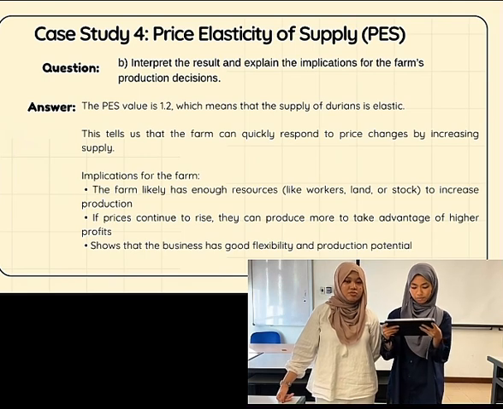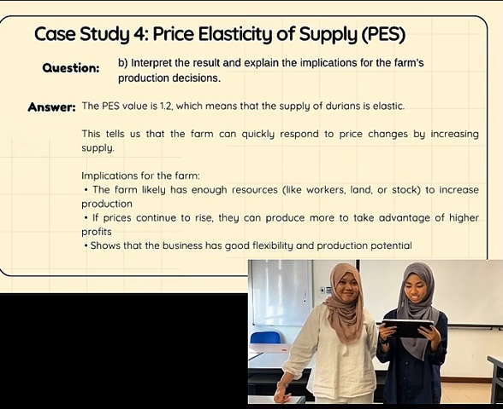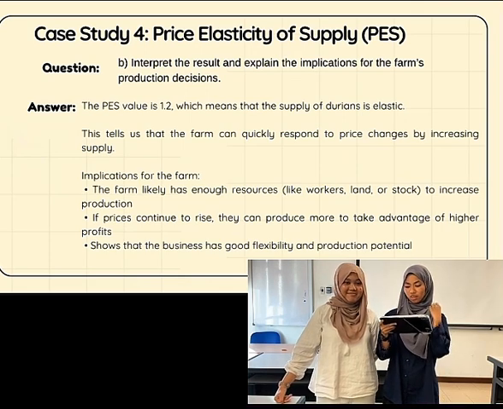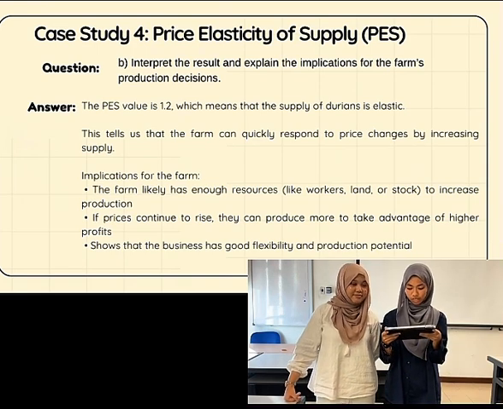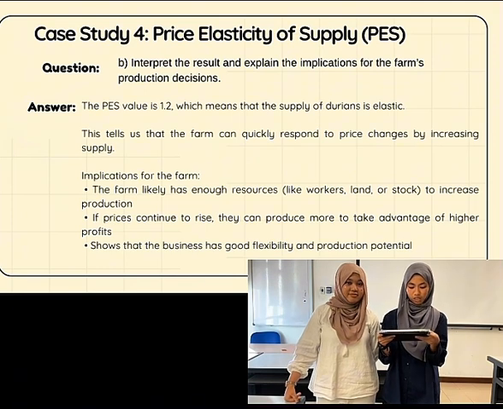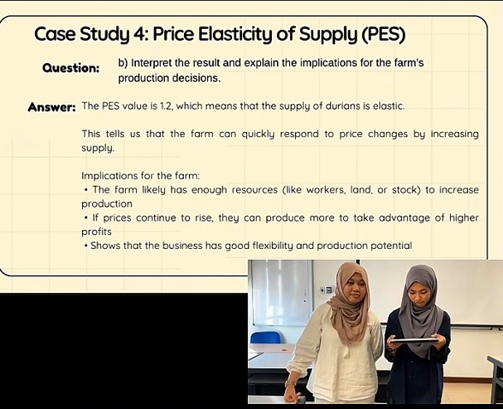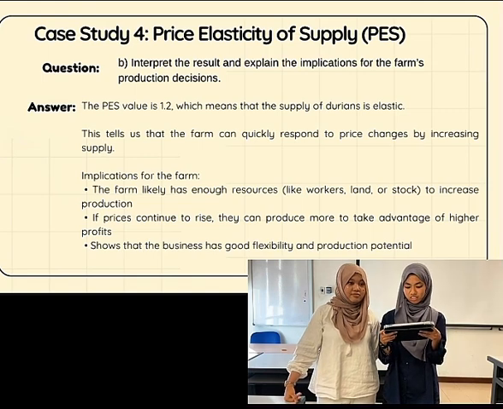Implication for the farm. The farm likely has enough resources like workers, land or stock to increase production. If price continues to rise, they can produce more to take advantage of higher profits, which shows that the business has good flexibility and production potential.